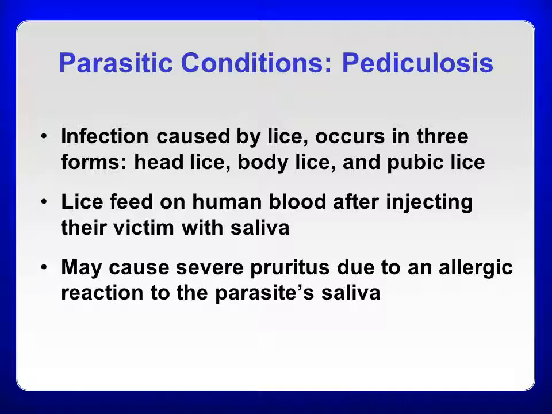Okay, now looking at parasitic infections. These are all infections caused by parasites. Your first one is pediculosis, which is a lice infection. There are various types of infections caused by lice. They can occur in three forms: head lice, body lice, and pubic lice. These are essentially little parasites that feed on human blood after injecting their victim with their saliva. It causes severe pruritus due to an allergic reaction, because the parasite saliva causes an allergic reaction.